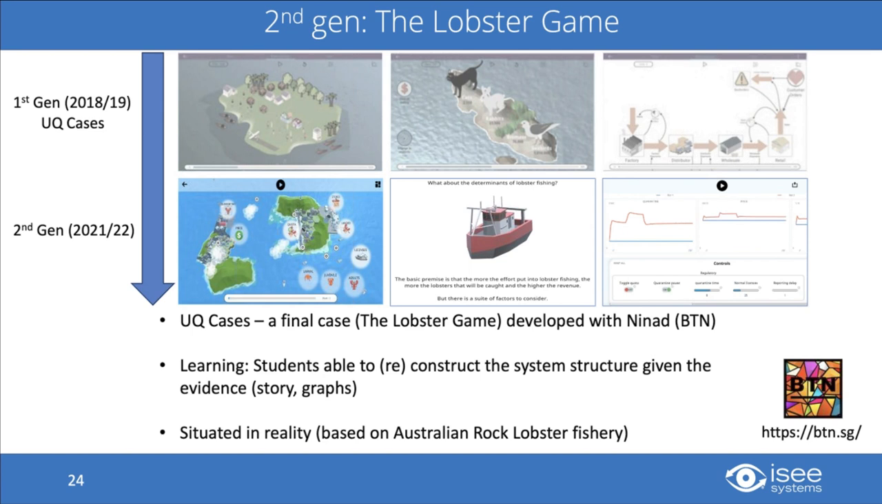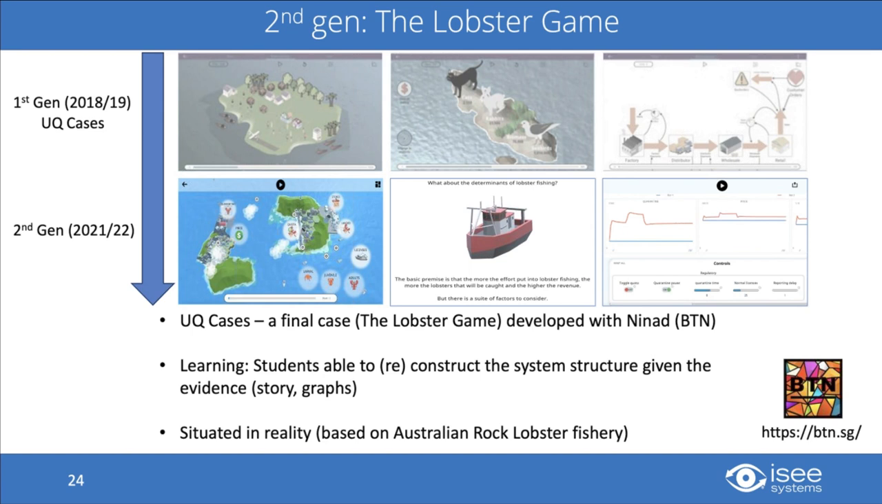So what you see on the screen, and this is what he did for all the cases up to this stage. I started to focus on a specific learning requirement: that the students could use this case to reconstruct or reverse engineer the system structure given the evidence, which is the story and the graphs, the graphs they see when they run the model. So, working to the first principles of systems modeling, that it's system structure that informs system behavior, but it might only be system behavior that you can see.